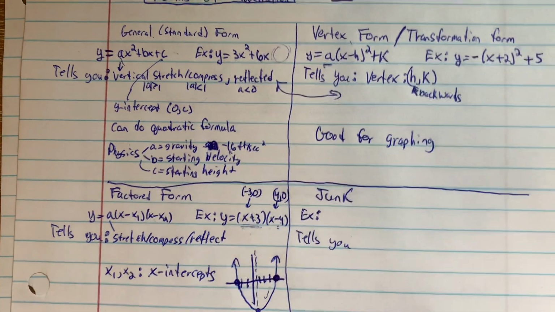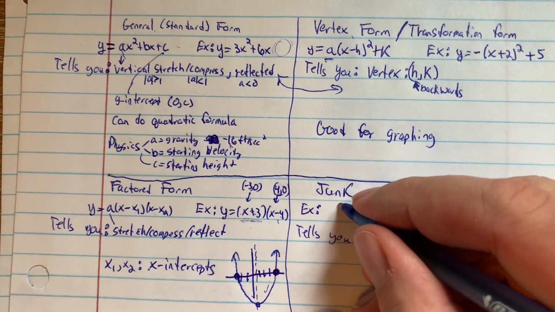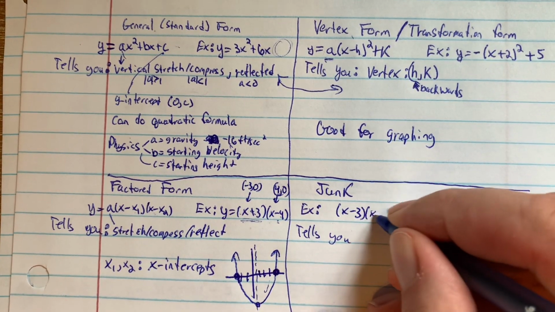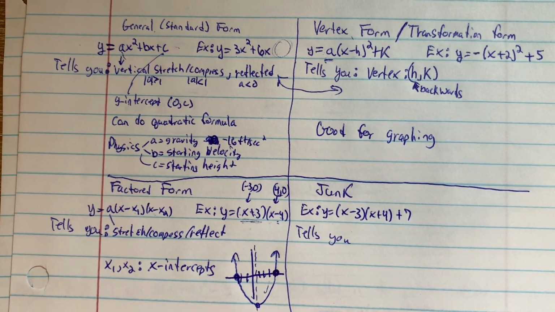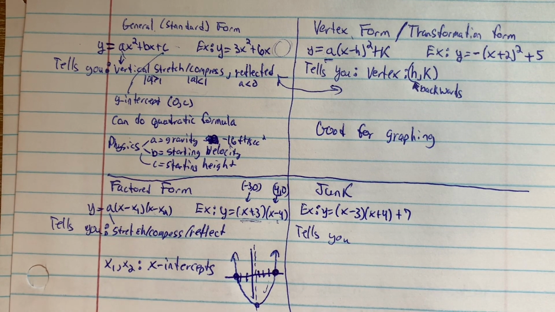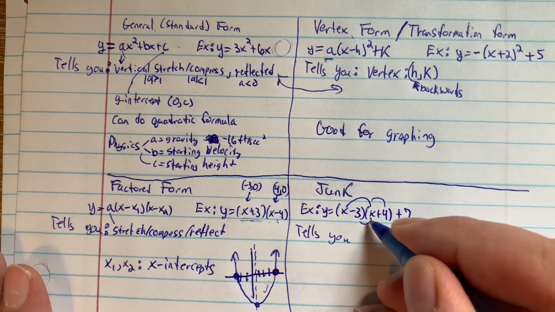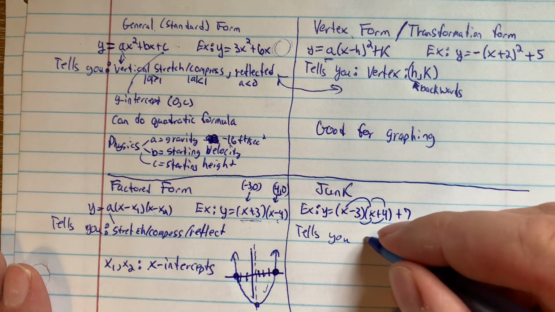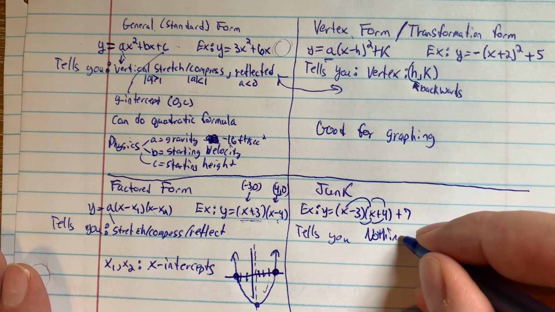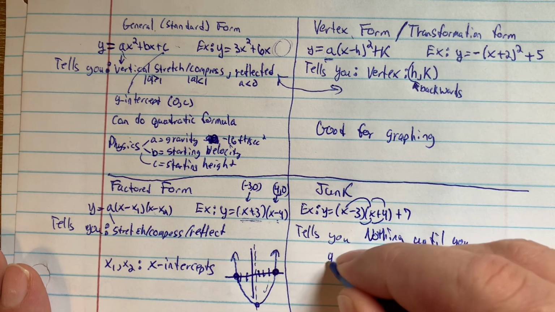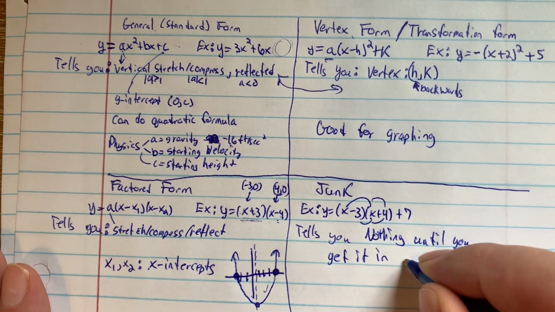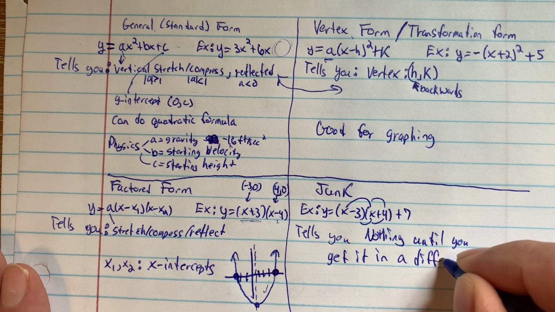Okay, there are some other junk forms. For instance, if you had like x minus 3 times x plus 4, but then plus 7, this doesn't tell you anything. It doesn't tell you the y-intercept or the vertex or the x-intercepts, but if you were to multiply it out, you could get it into one of the other forms. It tells you nothing until you get it in a different form.